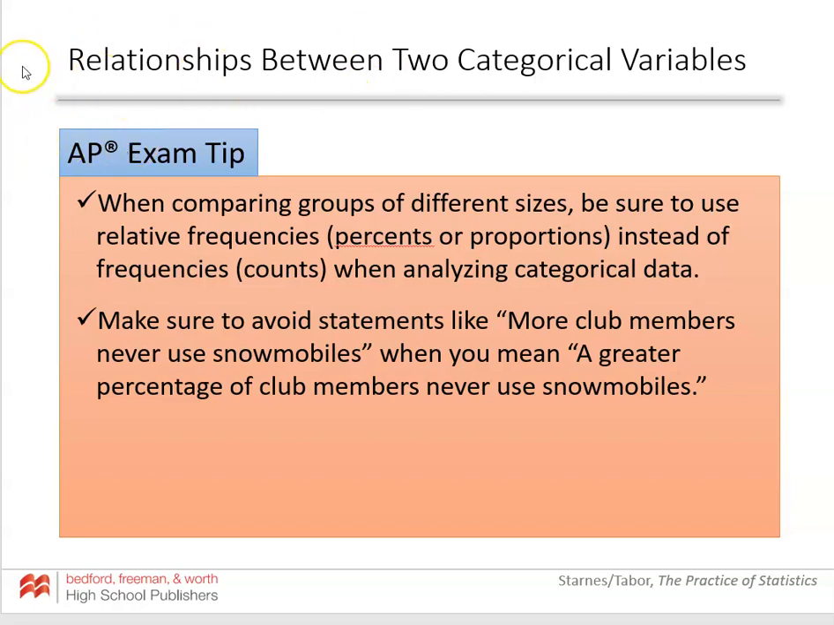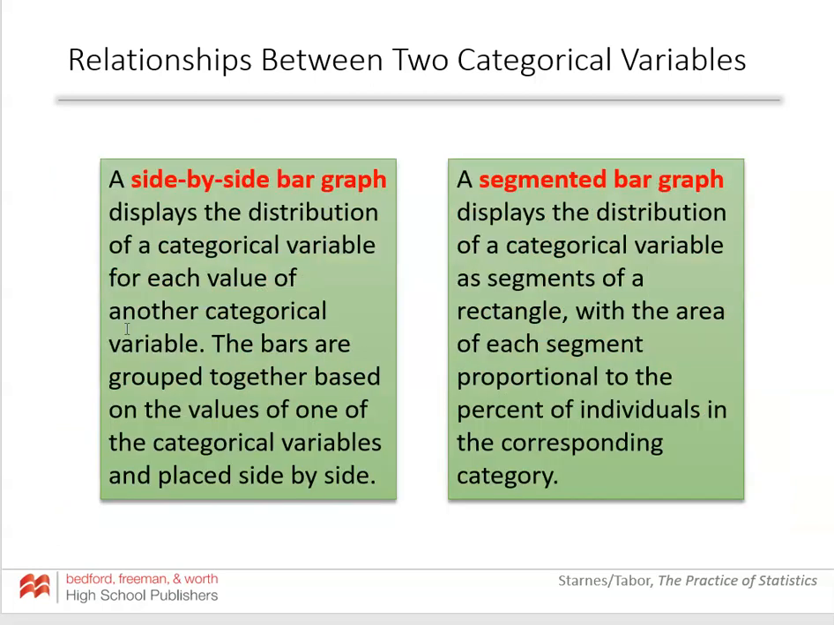Now, there are going to be 3 different types of graphs that are appropriate for categorical data, just like we saw in the superpower or the environmental club snowmobile examples. You're going to have your side-by-side bar graph, a segmented bar graph, and then also mosaic plots. A side-by-side bar graph displays the distribution of a categorical variable for each value of another categorical variable. The bars are grouped together based on the values of one of the categorical variables, and they are placed side by side.